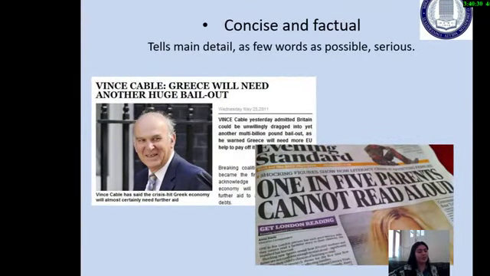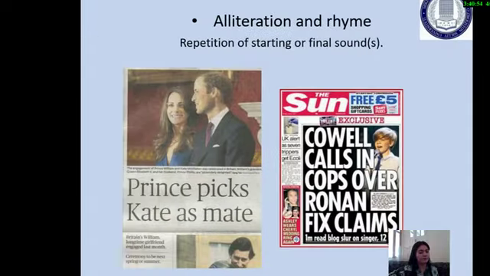Concise and factual, that tells the main detail in as few words as possible and is serious, as we talked about. And here are given examples. Wins cable, Greece will need another huge bailout. Next headline, 1 in 5 parents cannot read aloud. Alliteration and rhyme. Prince picks Kate as mate. Cowell calls in cops over Ronan fix claims. This is a repetition of starting and final sounds.